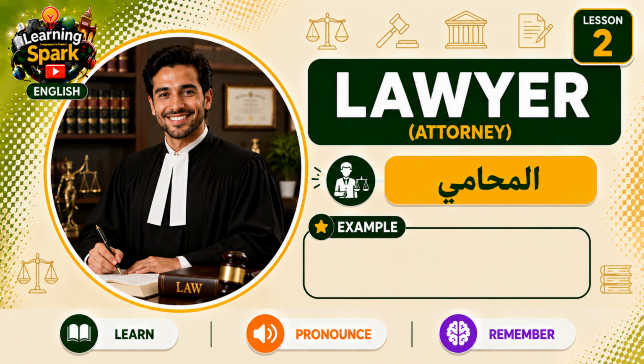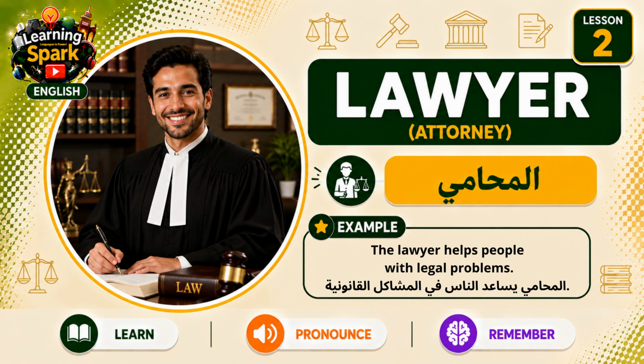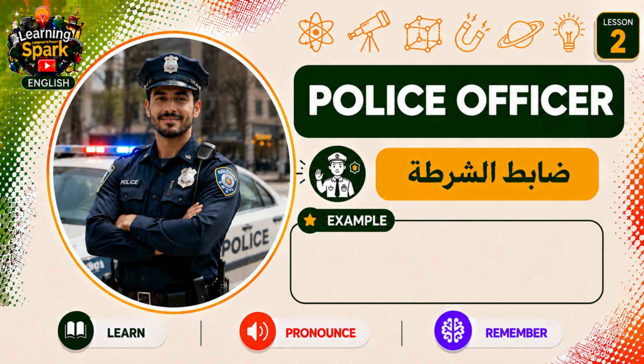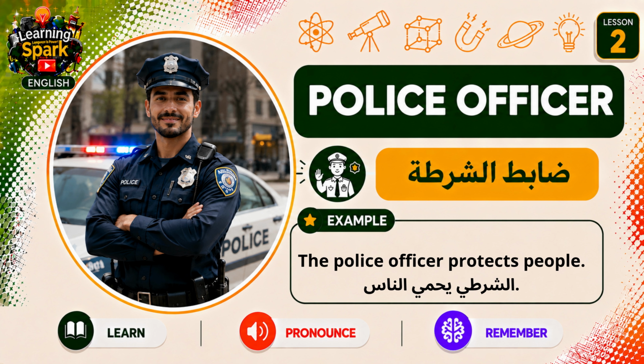Lawyer. Example: the lawyer helps people with legal problems. The lawyer helps people with legal problems. Police officer. Example: the police officer protects people. The police officer protects people.